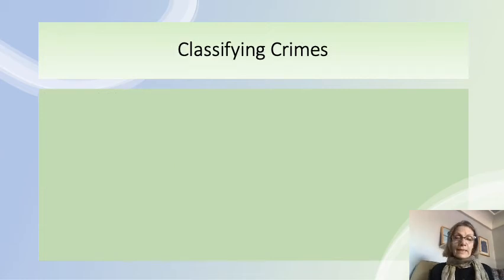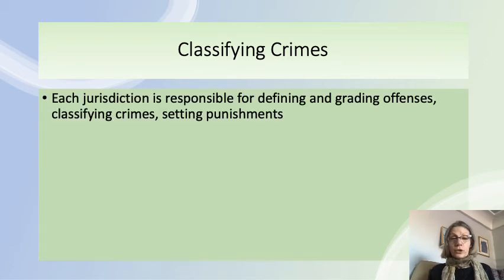Okay, the last thing we're going to talk about when it comes to substantive criminal law is the jurisdiction and the jurisdictional differences, and also the general classifications of crimes, which we'll talk about in just one moment. So keep in mind that each jurisdiction is responsible for defining and grading offenses, in other words, telling us the seriousness of the offense, and also for classifying a crime, whether it's a felony or a misdemeanor, and also setting the punishments.